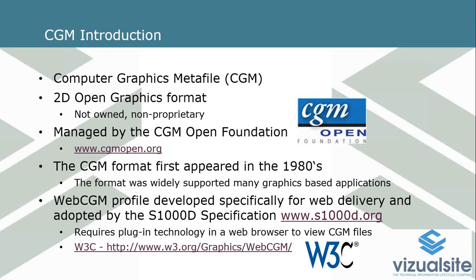It first appeared in the 1980s, so as I said at the beginning, it is a pretty old format, but I still believe it is a modern format. It's because it's really widely supported by many graphics applications still today. In the beginning, it was supported by virtually everything. Today, it's probably more of a select band of software that supports it. The Web CGM profile was developed specifically for the web, but at the same time is adopted by the S1000D specification. If you're not aware, that is a military standard for technical publications. You can find more information on that at s1000d.org.